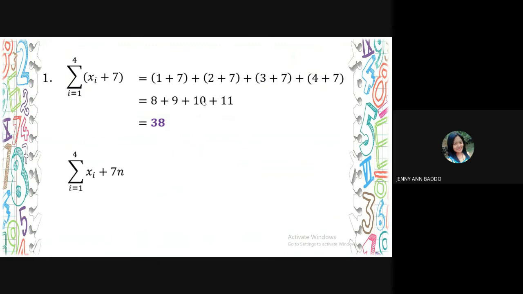Another solution, we can have summation of x sub i plus 7n, where i ranges from 1 to 4. So this time, we have to get first the summation of x sub i. And that's 1 plus 2 plus 3 plus 4 plus the product of 7 times 4. Since we have a starting point of 1, we can use the stopping point, which is 4. So that's 10 plus 28, and it's 38.